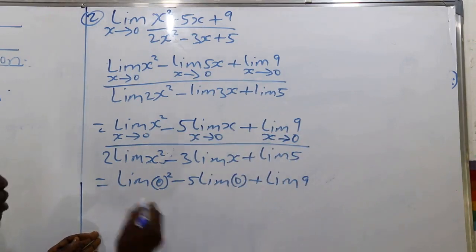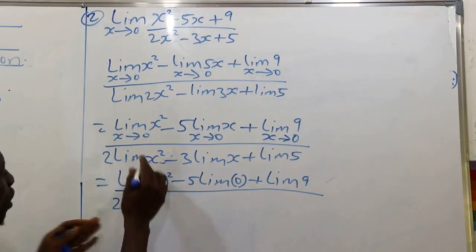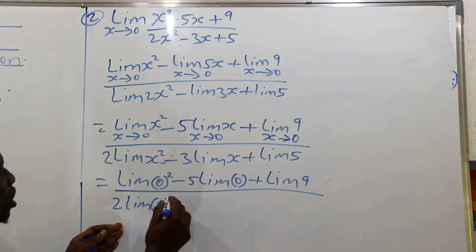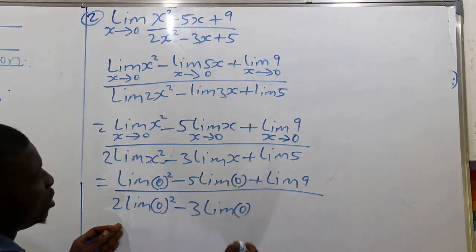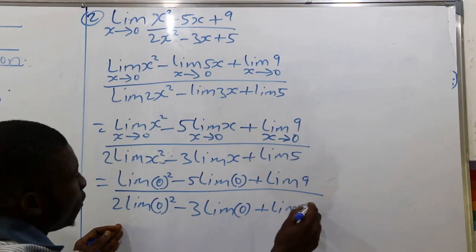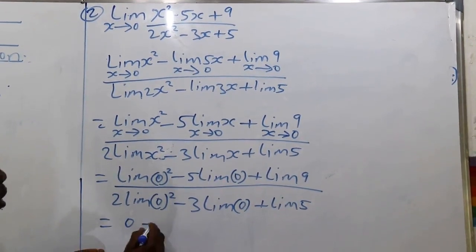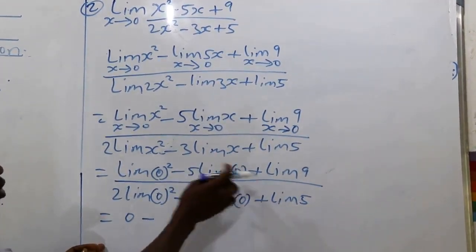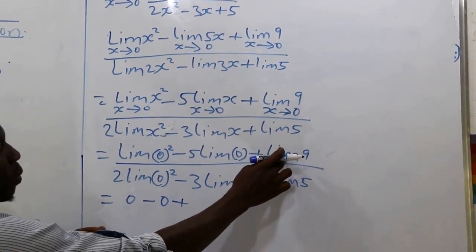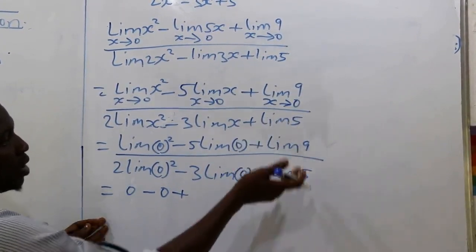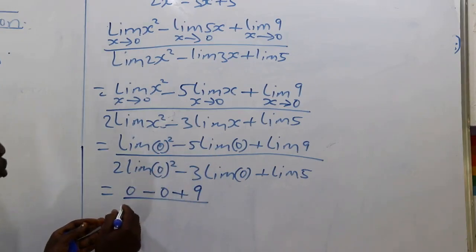That's the first property. Now, divided by 2 lim, when our x tends to 0, that will be 0 squared. Minus 3 lim, when our x tends to 0. Plus lim 5. Now, final answer. Lim 0 is 0. Minus 5 lim 0 is 0, because 0 times 5 equals 0. Plus lim 9. By our first property, a constant is itself, which is 9. Divided by 2.